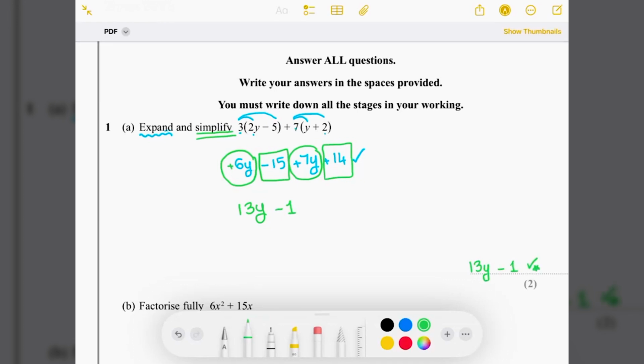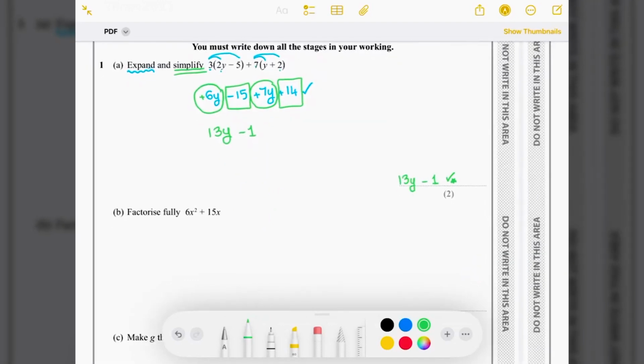Now that negative 15 changes a lot for me. So do you see why the negative 15 is important? Because if I did 15 plus 14 straight away, I would have got 29, which is a wrong answer. Now part B, it says factorize. Whenever I see the word factorize, I know there's going to be brackets. So factorize fully, I'm going to open up my brackets.